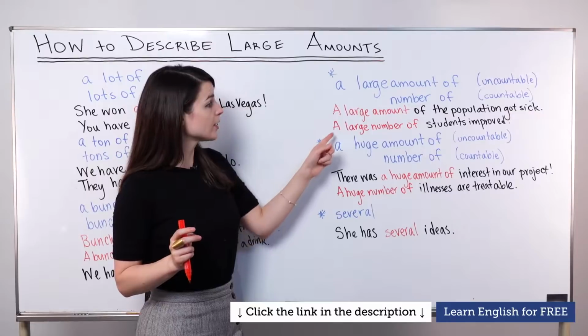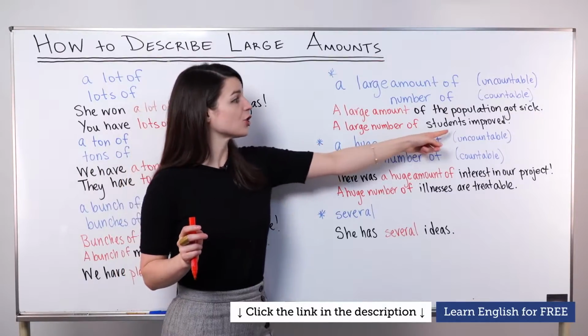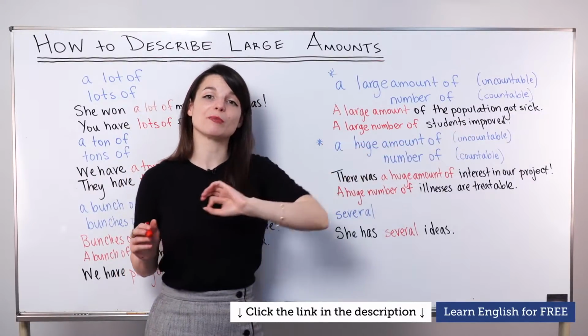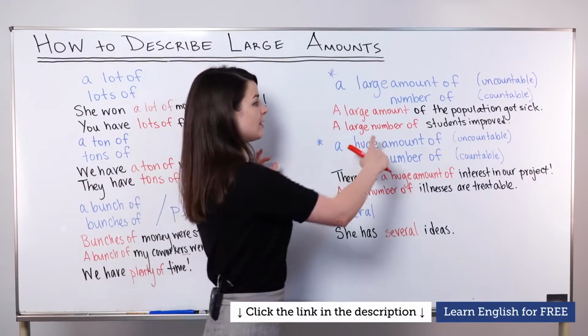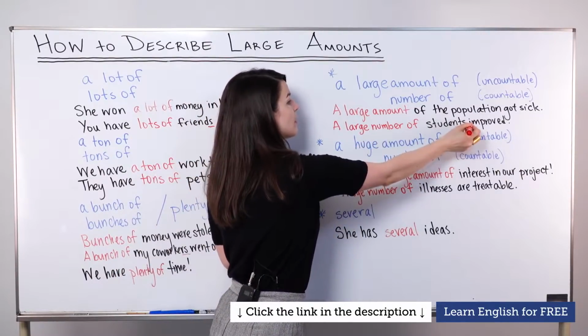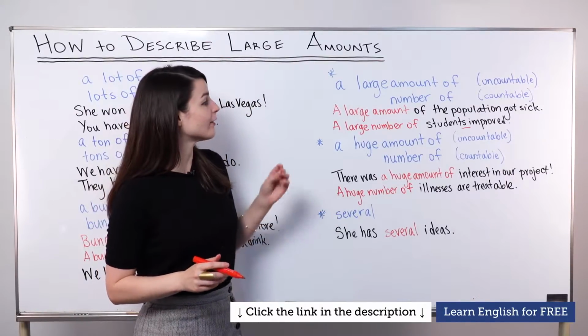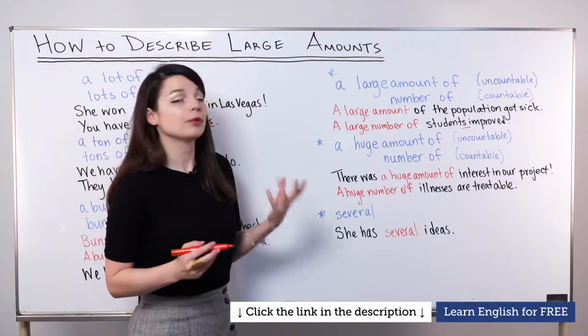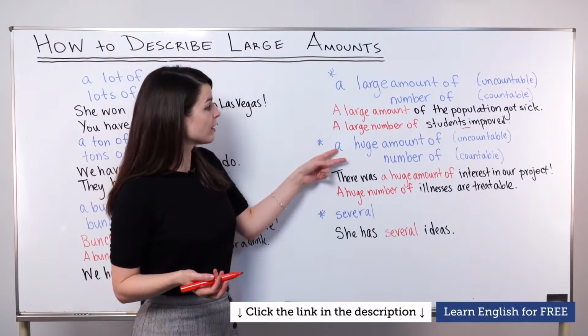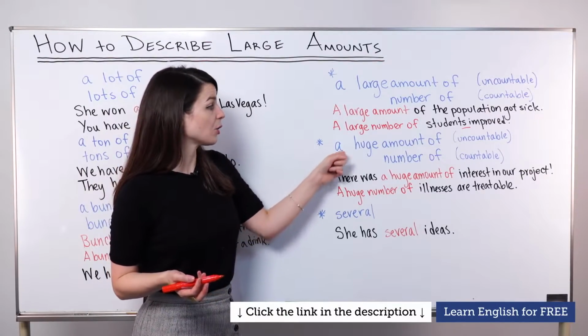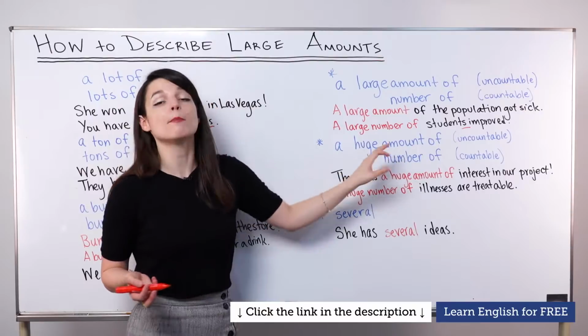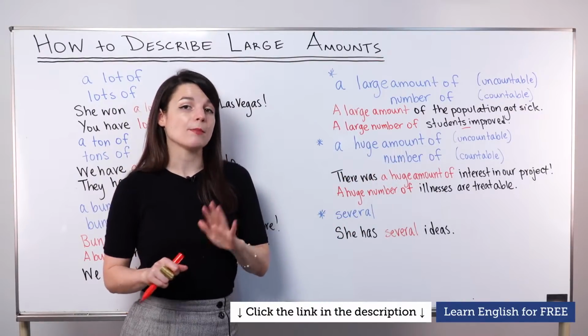We can compare this to a large number of students improved. So here I've used number because students is my countable noun in the plural form. A large number of students improved. So please keep this difference in mind. We'll see the same thing down here. A huge amount of or a huge number of follows this same pattern.